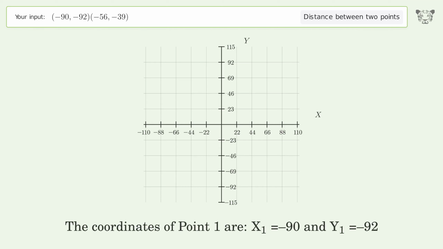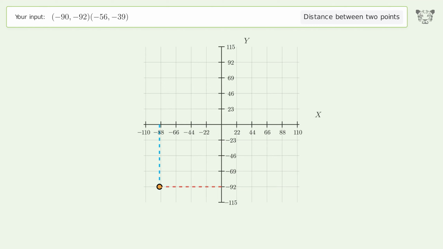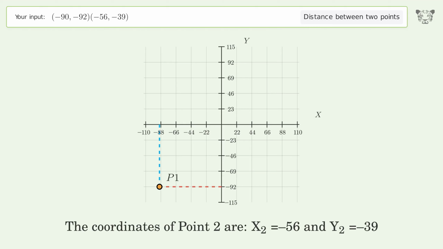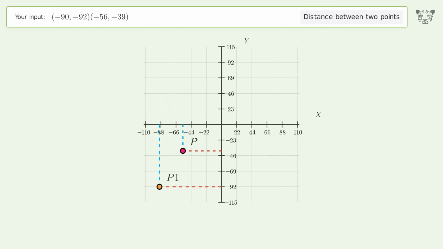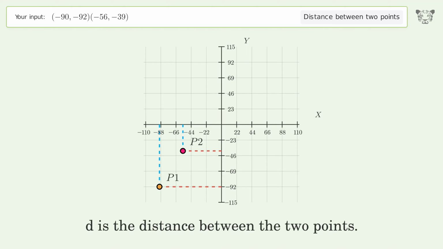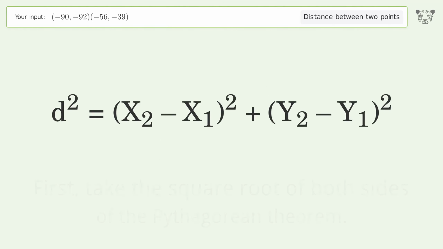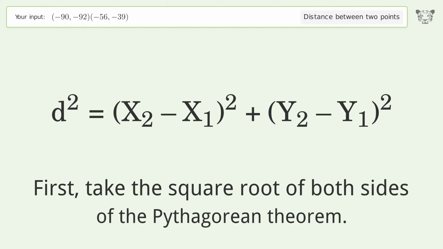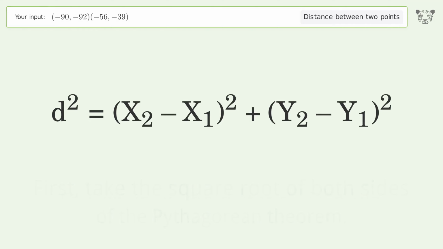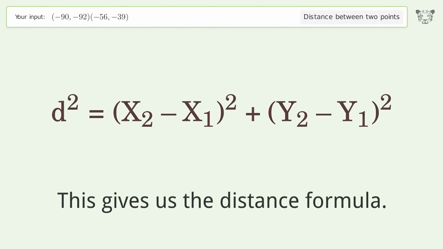The coordinates of point 1 are x1 equals -90 and y1 equals -92. The coordinates of point 2 are x2 equals -56 and y2 equals -39. D is the distance between the 2 points. First, take the square root of both sides of the Pythagorean theorem. This gives us the distance formula.